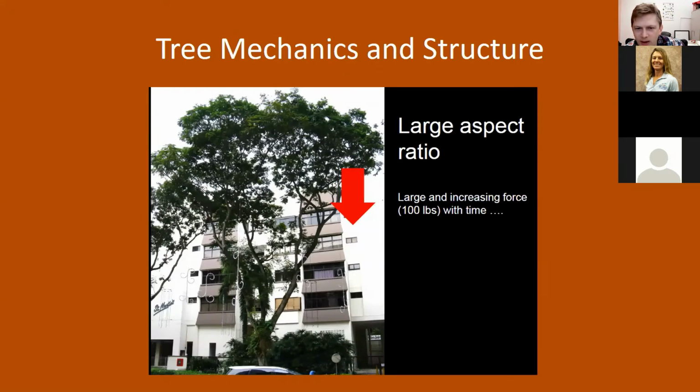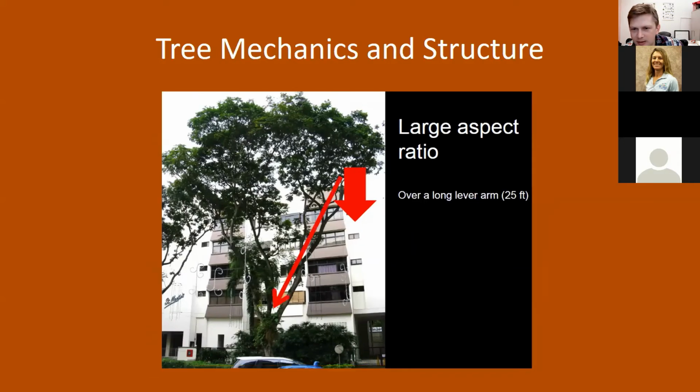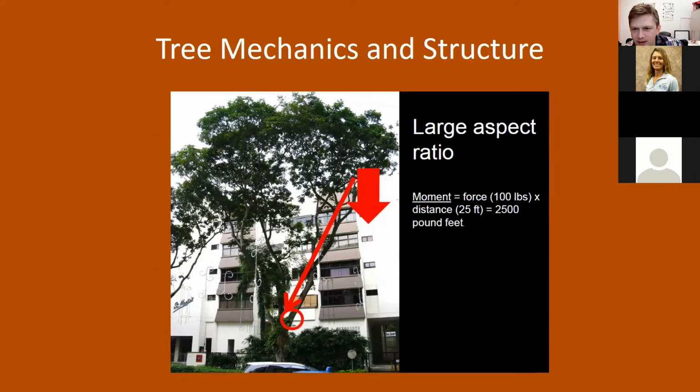So if you were to put 100 pounds at the top of this, even if you were just to hang 100 pounds from the top of it, not even something hitting it with force, and then you look at the length of it, 25 feet, you would have 2,500 pounds of force at the base of this. That's how just a little bit of weight at the top can be amplified quite a bit just by how physics works.